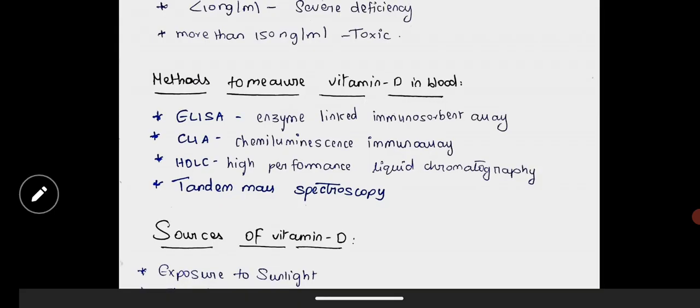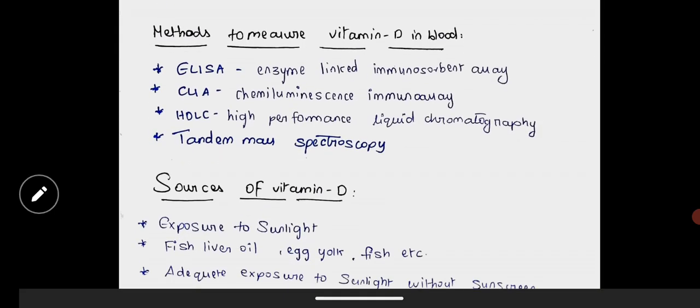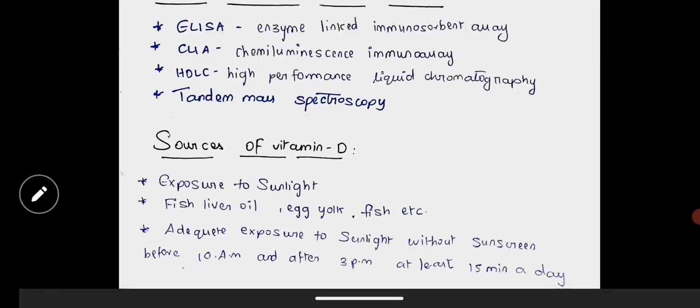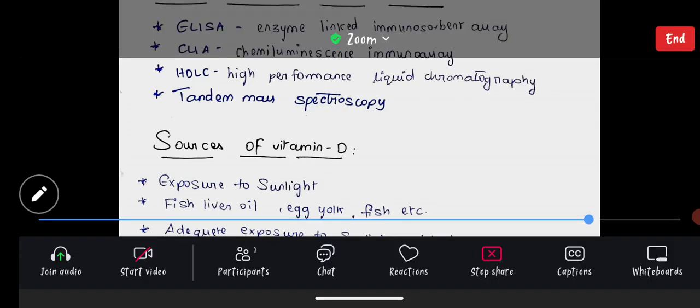Methods to measure vitamin D in blood: ELISA, chemiluminescence immunoassay, high performance liquid chromatography, tandem mass spectroscopy. So you can remember any two or any three among these. Sources of vitamin D: exposure to sunlight first, then fish liver oil, egg yolk, fish, etc. Adequate exposure to sunlight without sunscreen before 10 a.m. and after 3 p.m., at least 15 minutes a day.